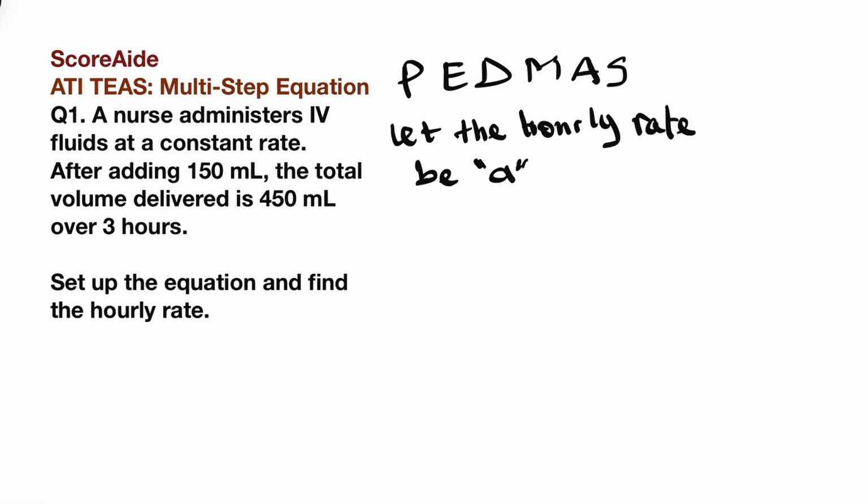right? So they did this over 3 hours. So we are going to have 3A plus. You notice that we added 150 milliliters before the total volume was 450. So they added 150 milliliters and the total volume delivered was 450 milliliters. So you see that this is a linear equation and it is solvable. In this case, this is multi-step because we are dealing with multiplication and addition in the same equation, right?